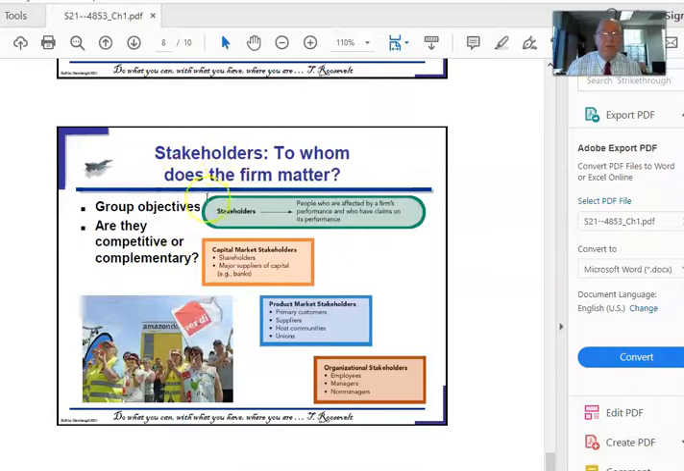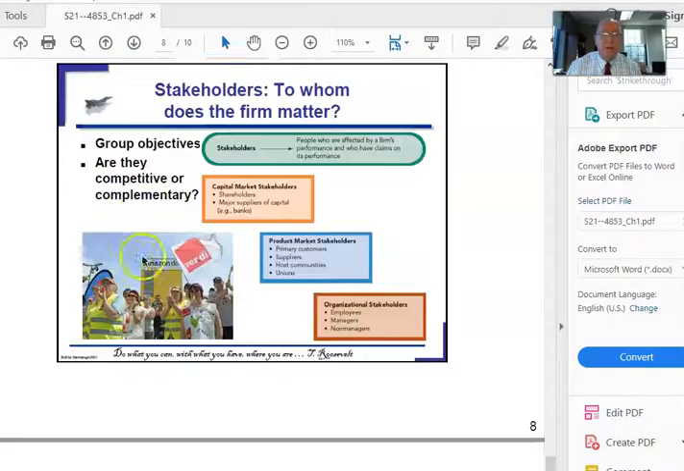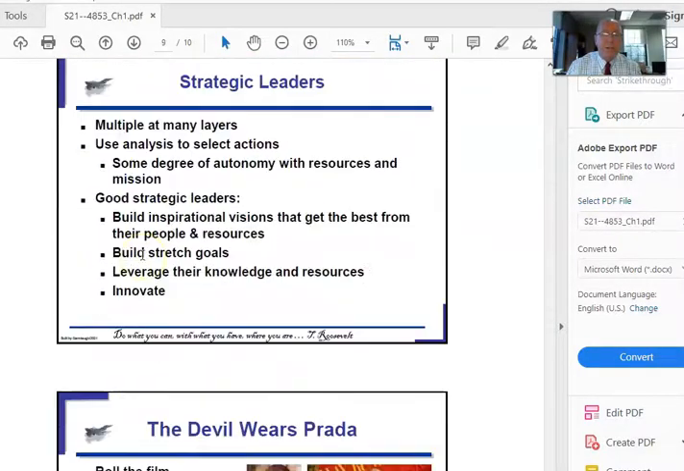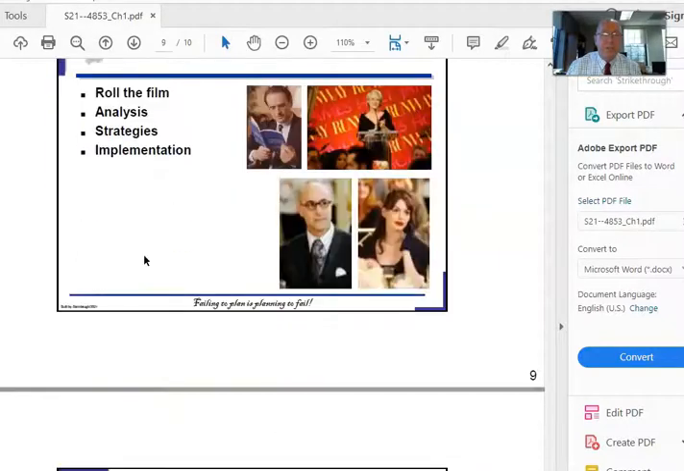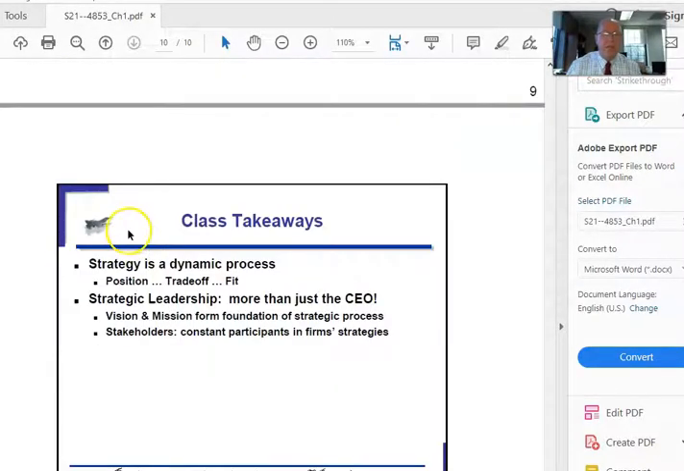And then stakeholders. Understand who's in each group, understand what the groups typically desire, and understand how the expectations of the group sometimes have to be managed. Nothing about strategic leaders and nothing about The Devil Wears Prada. So that's it for chapter 1.